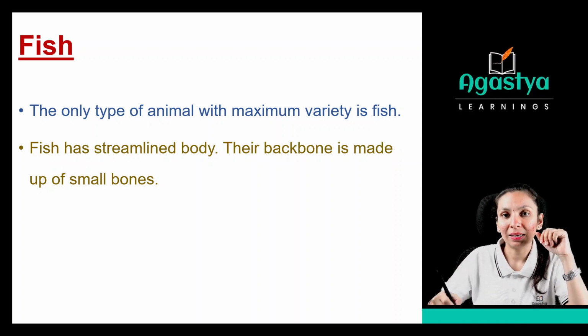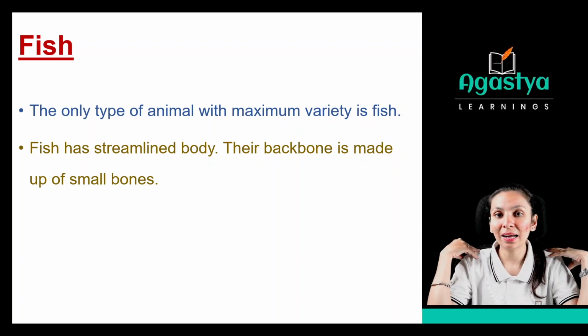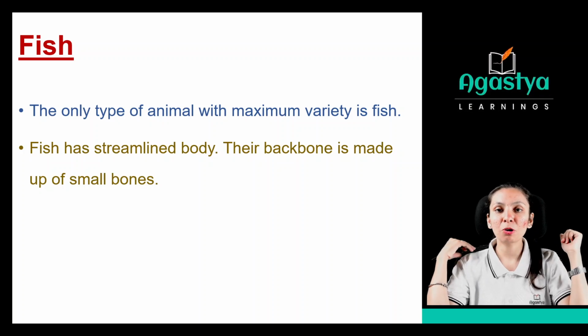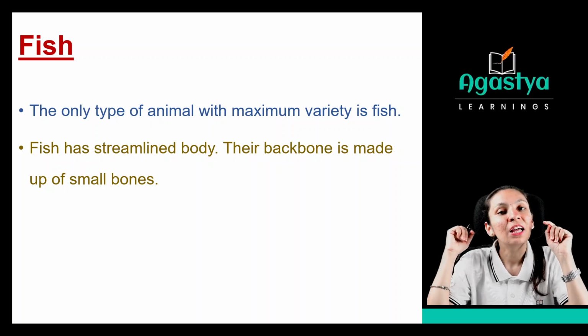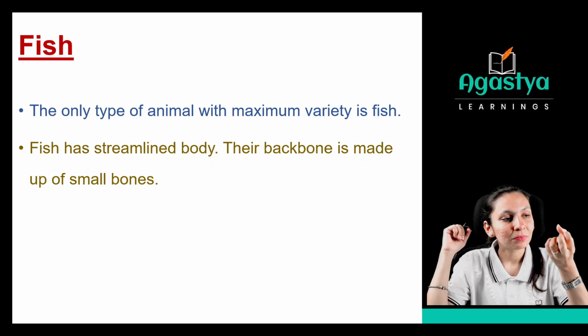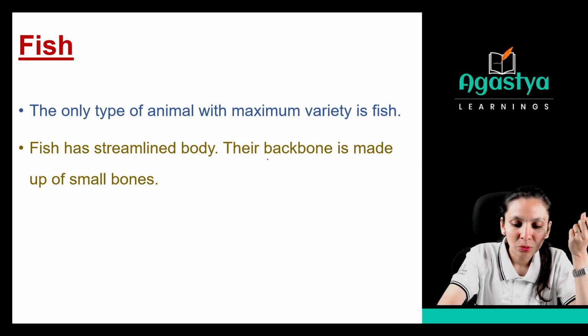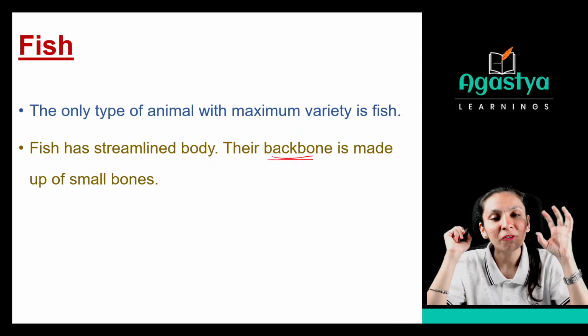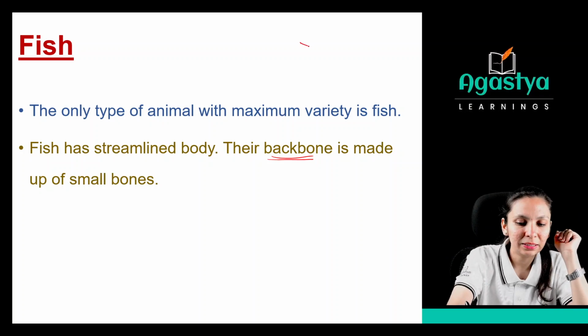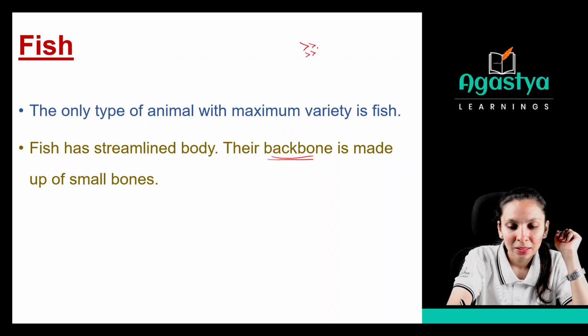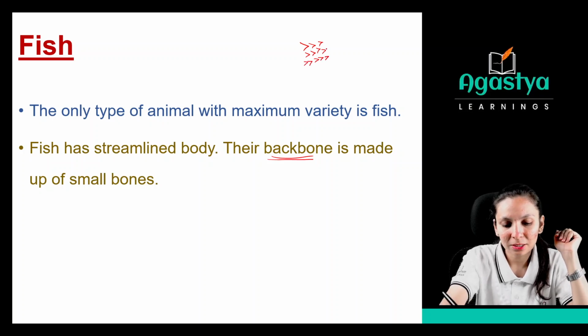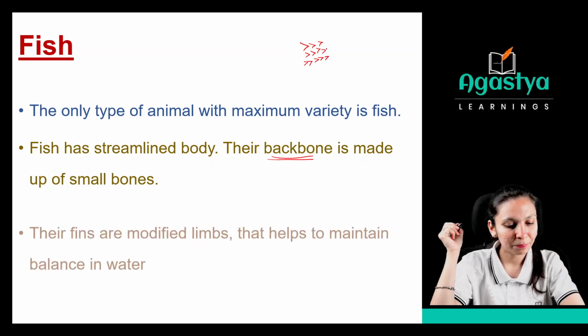And their backbone. Yes, see, our backbone is there, na, through which we can stand and sit properly. So just like that, the fish body has this backbone-like structure, which is made up of small bones. As you can see, the scales are present now. So just like that, the skeleton, or you can say the backbone, is made up of small bones.